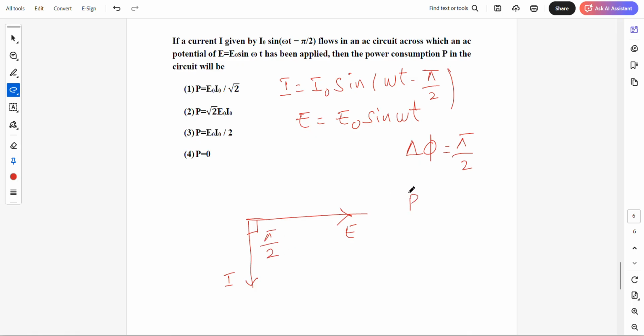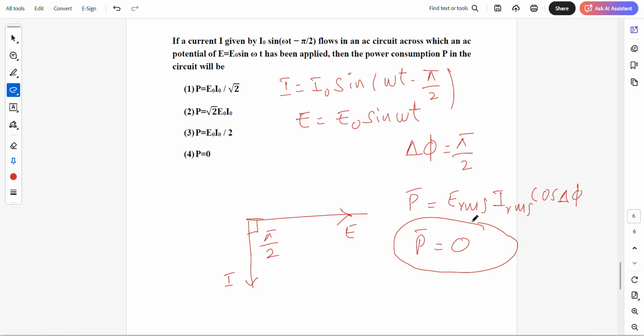Therefore, what is the formula for average power consumed? Equal to ERMS into IRMS into cos of delta phi. Here delta phi is pi by 2. Cos of 90 is how much? Equal to 0. Average power consumed is 0 here. Hope you understood this, because cos of 90 is 0. We'll go to the next sum.